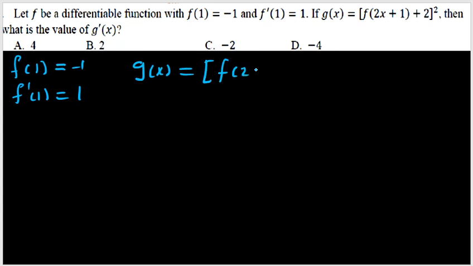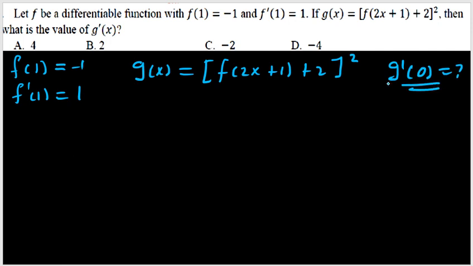The first question: let f be a differentiable function, and f of 1 is equal to -1 and the derivative of f at 1 also is equal to 1. These two are given, and there is a second function g of x which is (f of 2x plus 1 plus 2) the whole squared. And then what's asked? The derivative of g at 0.